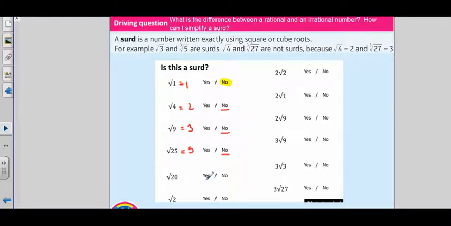Root 20, yes, that is a surd. We would simplify it to 2 root 5, which we'll learn how to do later in this lesson. That is a surd. We can't square root 20. Root 2, you can't square root 2. Well, you can square root 20, you can square root 2, but they don't give you a rational number. So we'll say yes, that is a surd. 2 root 2, yes, that's a surd. Root 2 is a surd.